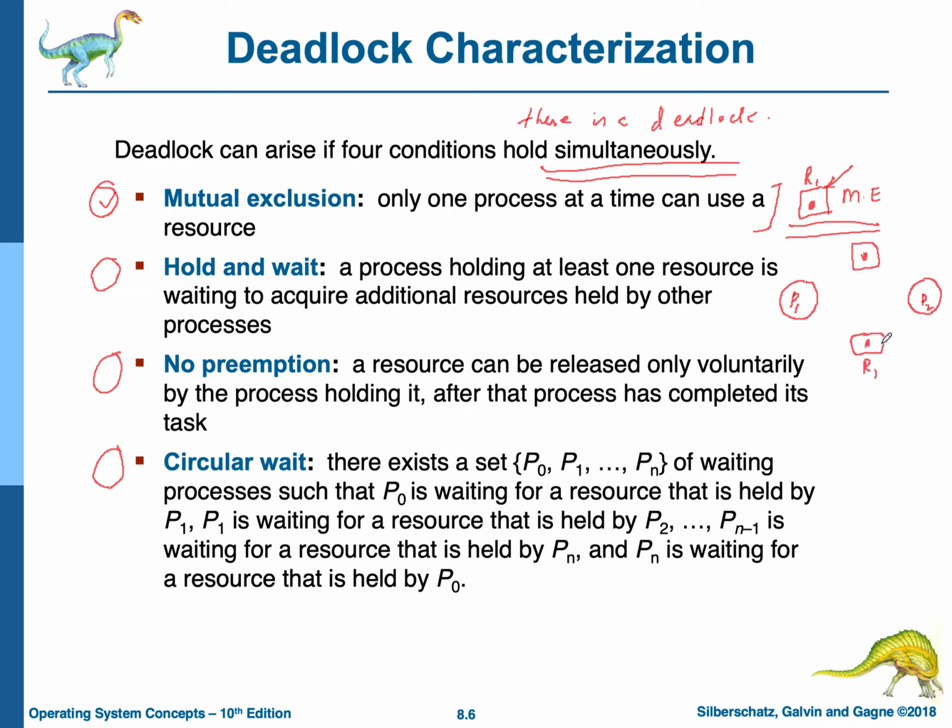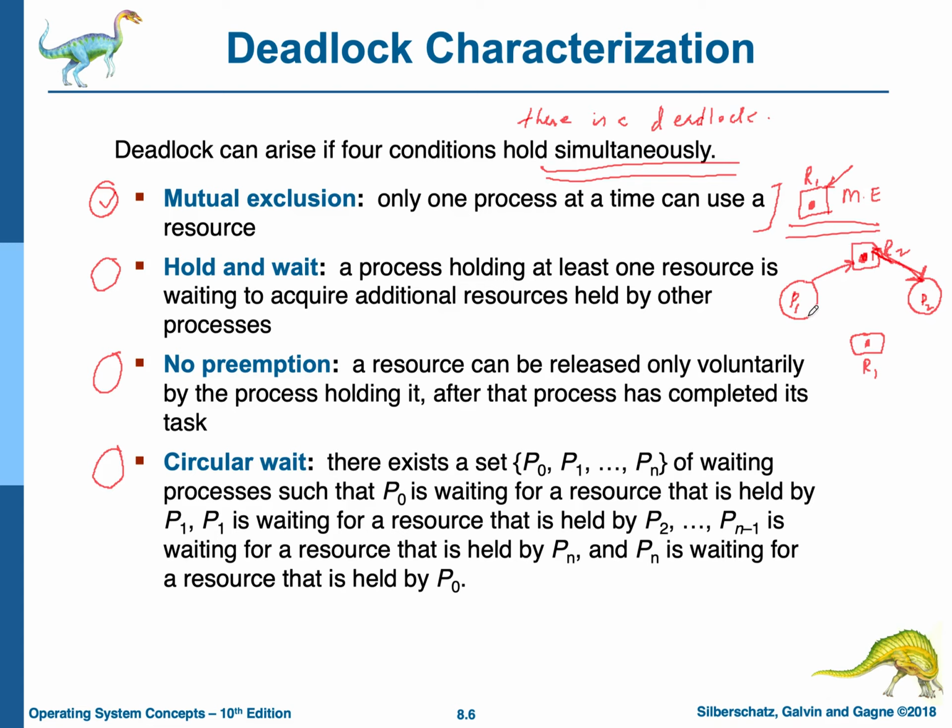This is, let's say, R1 and this is R2. Now P1 is having access to R2, P2 has access to R2, while P1 is requesting R2, right? P2 has access to R2, right? R2 is assigned to P2, while P1 is requesting R1, right?